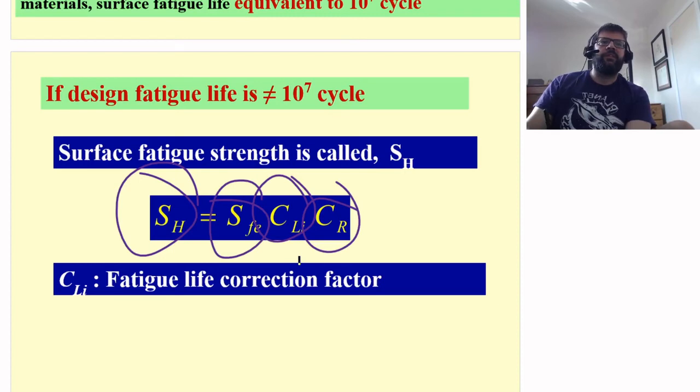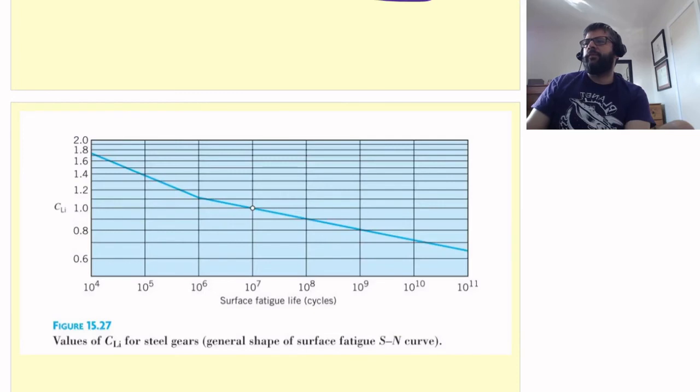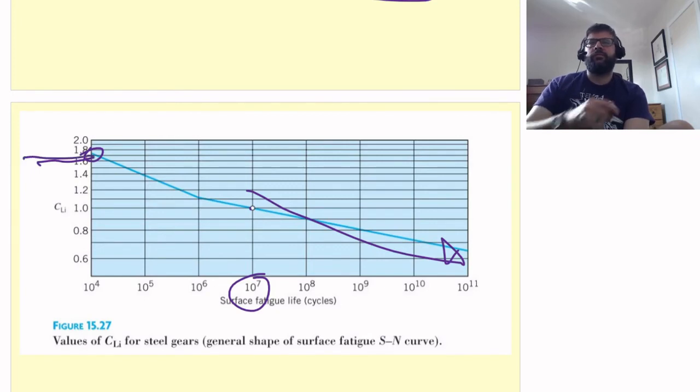So the fatigue life correction factor, that one is the C_Li. That is based upon, basically, if we're designing for 10 to the 7 cycles, then that's going to be 1. If we're trying to design for more, then our C_L drops, so basically our apparent strength drops. If we don't need it to last as long, then it goes up. And if you're wondering what happens beyond this chart, it's basically a flat line for anything less than 10,000 cycles.